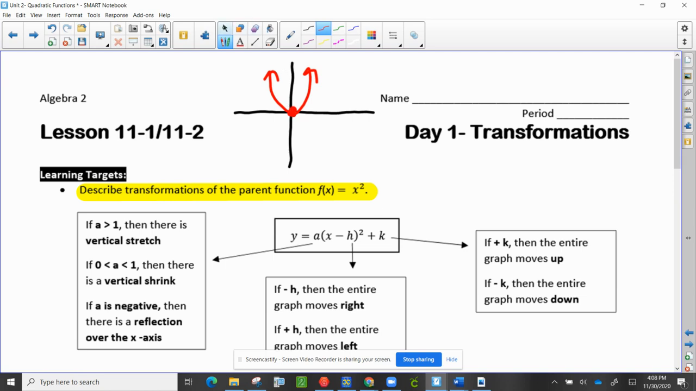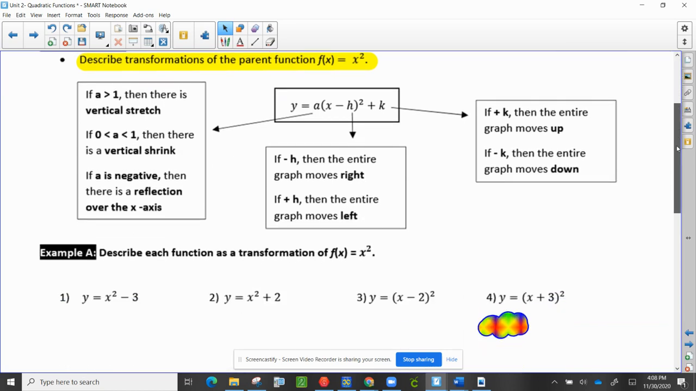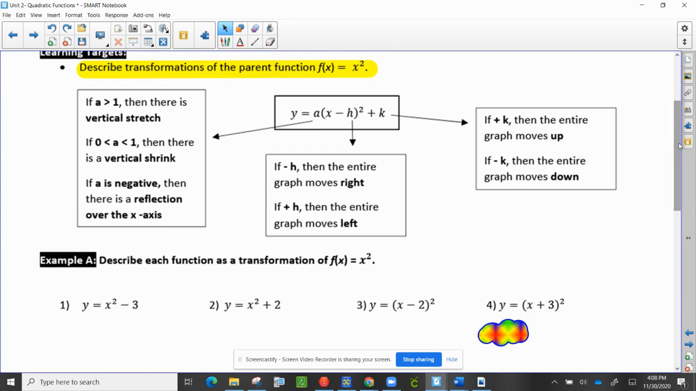Okay. Now when we start putting different numbers in the problem, like coefficients or adding and subtracting things, that's when this parent function starts to move about the coordinate plane. So it could move to the left, could move to the right. However it moves just depends on what numbers we put in the problem. So it's the same rules as when we did the absolute value functions, except now we just have a parabola instead of a V shape.